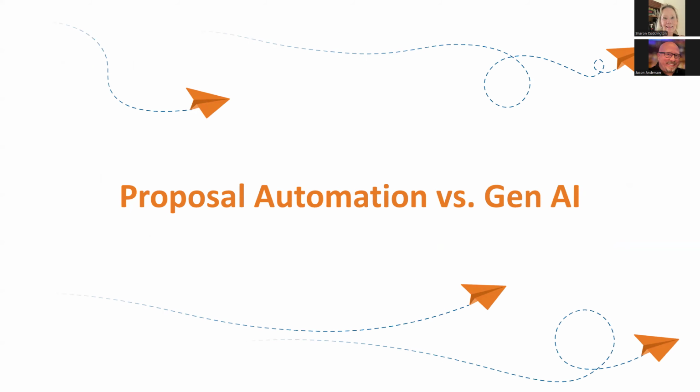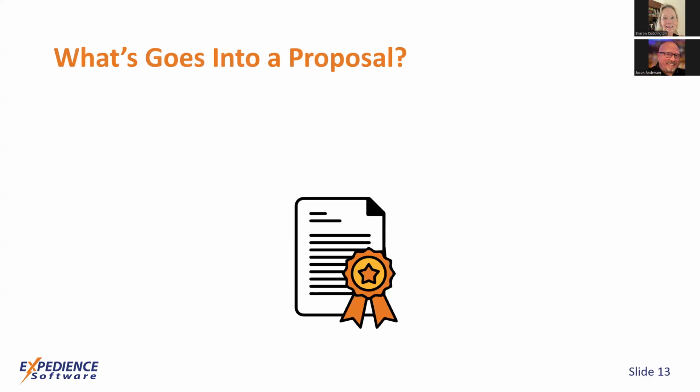So let's start to break this down a little bit. Let me dig in a little bit around proposal automation, typical, traditional. How do we create efficiencies around a proposal document? And then let's talk about generative AI, because these are two separate but complementary technologies. And I'll hopefully try to describe that as well.